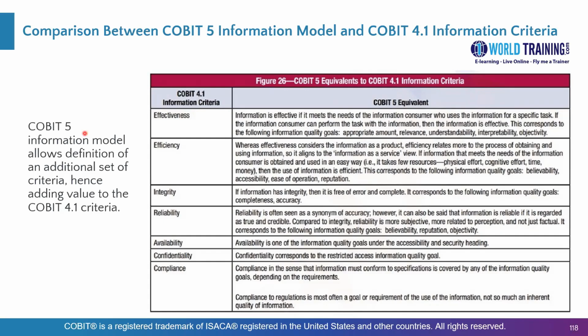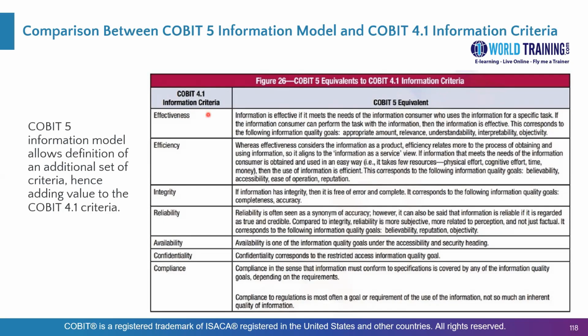In COBIT 5 in particular, you might recollect there are 3 types of goals. One, the intrinsic quality, then we have the contextual and representation quality, and then we have the security or accessibility quality. Therefore, the COBIT 4.1 information criteria is built further to include those quality goals of COBIT 5, in this case for the information enabler. Therefore, the COBIT 5 information model allows definition of an additional set of criteria, adding value to the COBIT 4.1 criteria. Now, let's get going with these 7 different criteria.